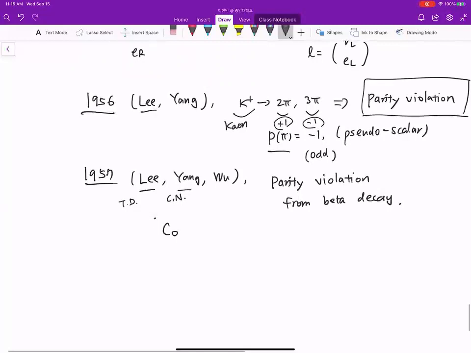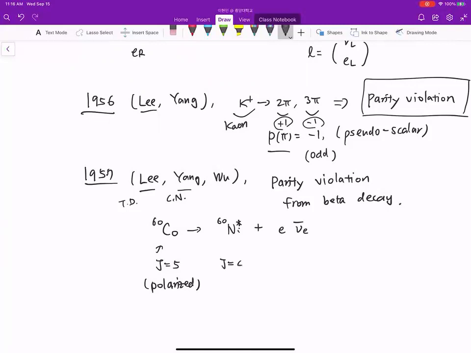So in experiment, the atom has polarized spin. In the presence of the external magnetic field, you can polarize spin of atom along a particular direction. So this is the spin J equal to 5, initial spin, polarized. And then this guy decays into nickel 60 plus an electron and neutrino pair.